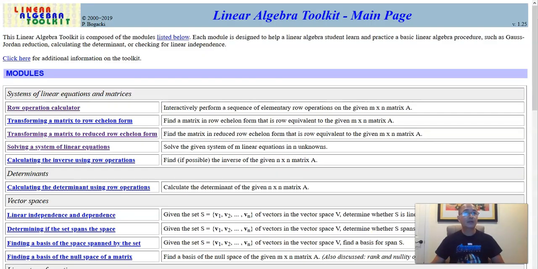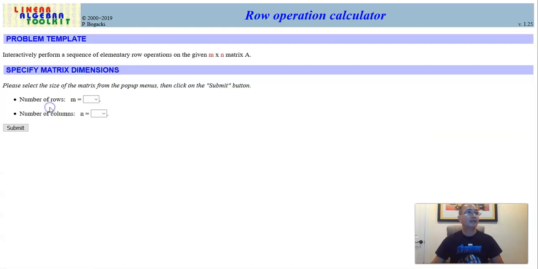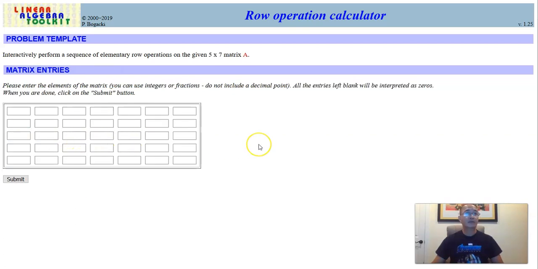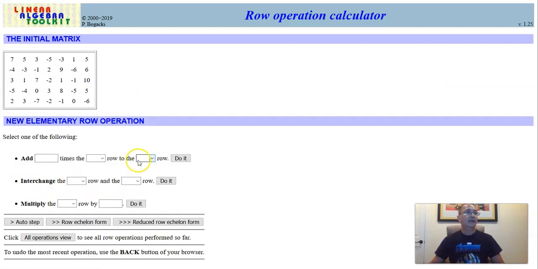So as promised, we are going to find the REF a second way, and that is by making smart choices to perform the next row operation. So we're going to use the same routine that we did last time, the row operation calculator. So we have 5 rows and 7 columns. And once again, I will take a break and input the numbers for us. Okay, here they are. So I'm going to click Submit. And there is our calculator.